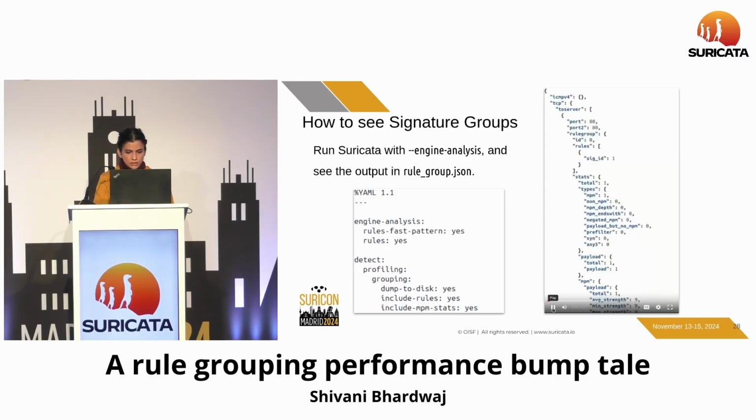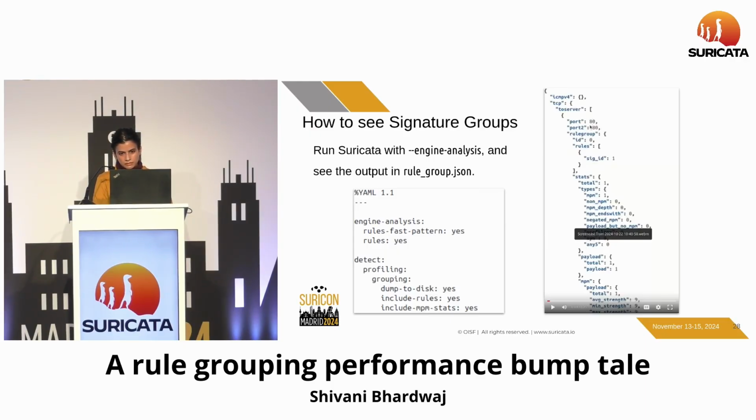So this is how you can see signature groups on your own, if you want to see what Suricata is doing with the signatures that you're providing it. You will maybe have to make some changes to suricata.yaml to get these output files and run with the engine analysis, which is a very important and nice feature of Suricata, to see how the engine is analyzing all the rules. And you have to check the rule_group.json file. Then you would see in the output something like this, a couple of things.